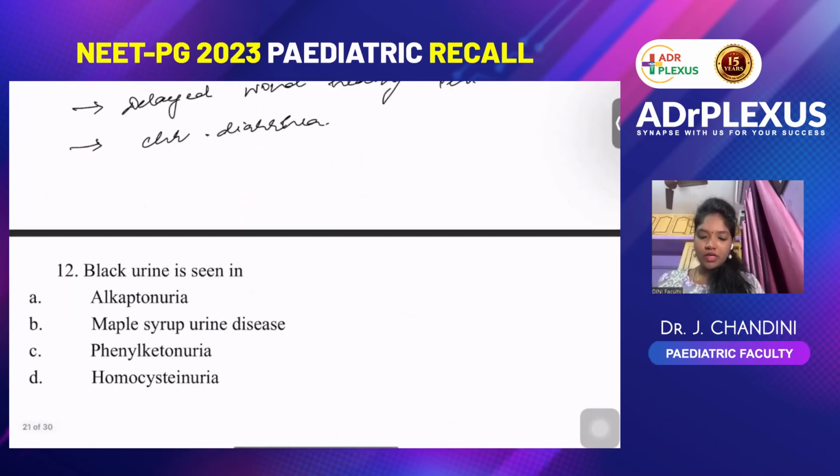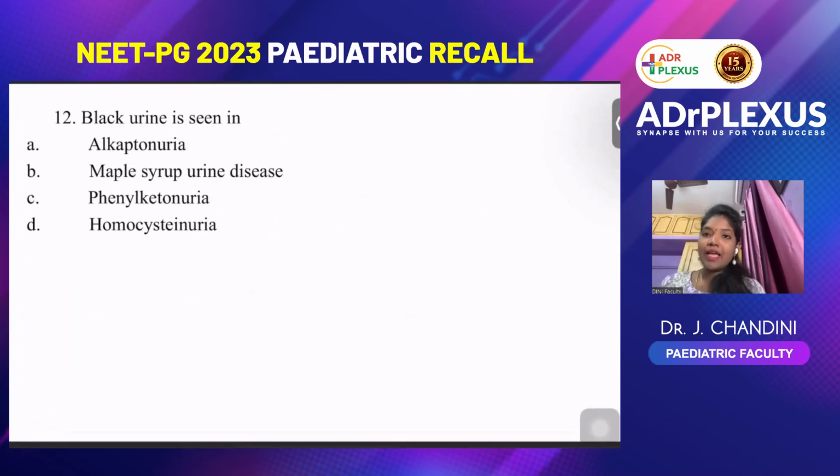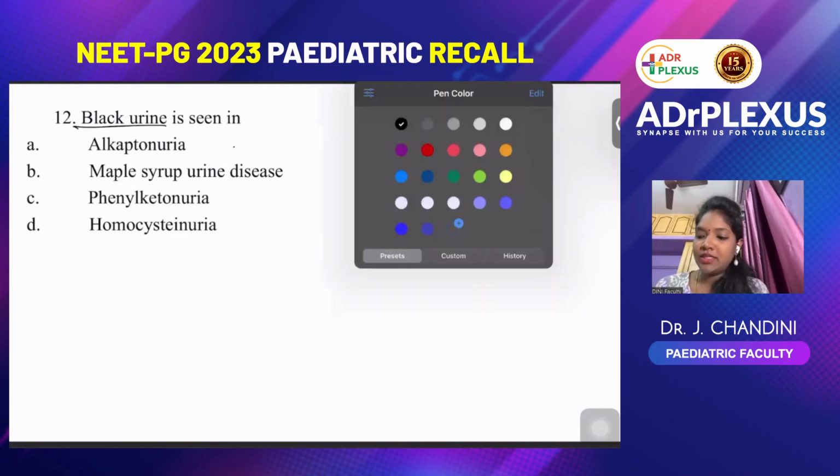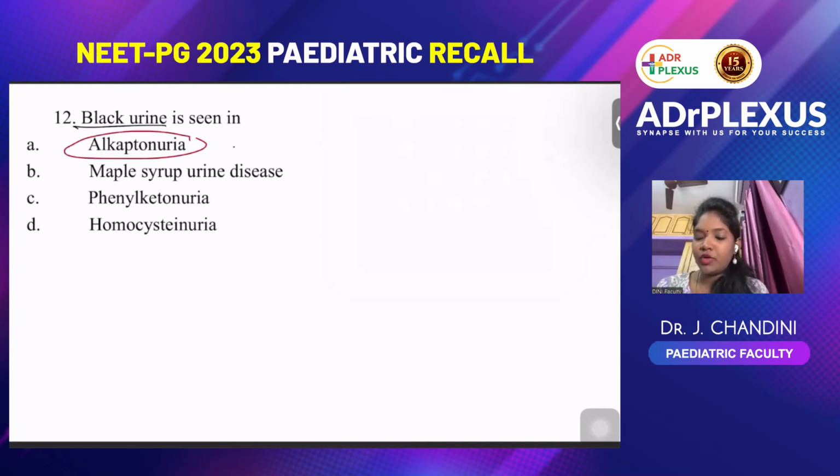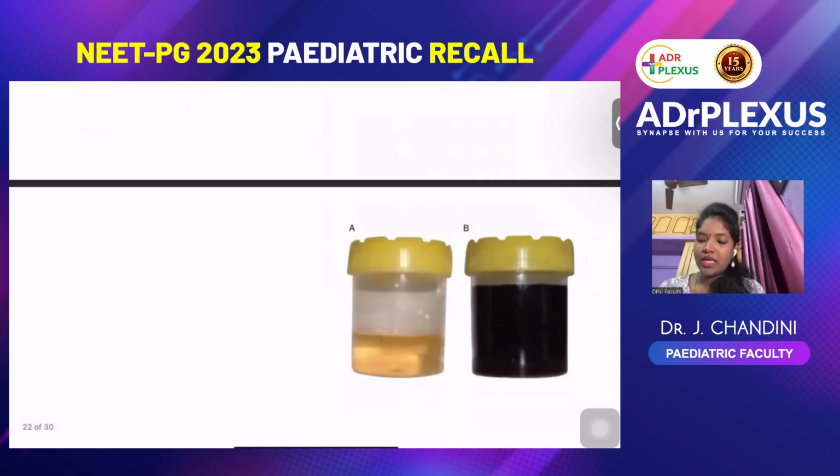Now coming to the next question. Black urine is seen in. So this is a very direct and classic question. Black color urine. Where do you see black color urine? Is it alkaptonuria, maple syrup urine disease, phenylketonuria, or homocystinuria? So the direct answer here is alkaptonuria.